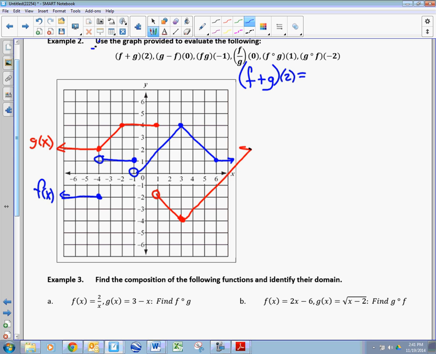So what we want to do is perform graphical addition, subtraction, multiplication, division, and then composition. So it says f plus g of 2. What that means is I take f of 2 and I add it to g of 2. I won't write that out each time because you need to start to just remember that's what it is. So what is f of 2? F is the blue function. Three plus what's g of 2? Negative 3. 3 plus negative 3? 0.